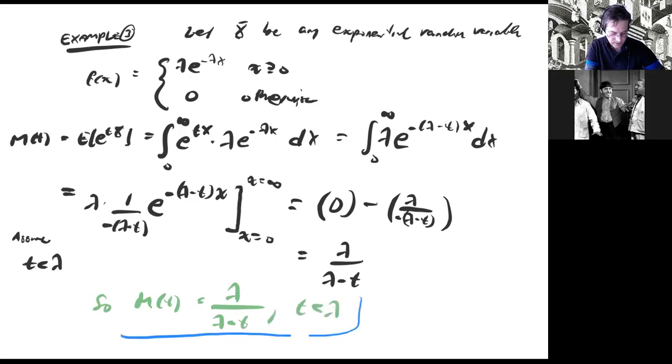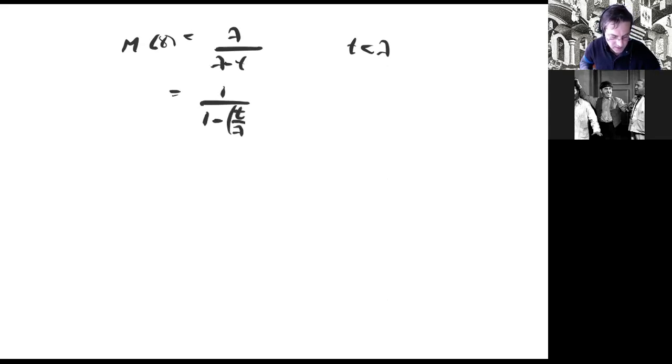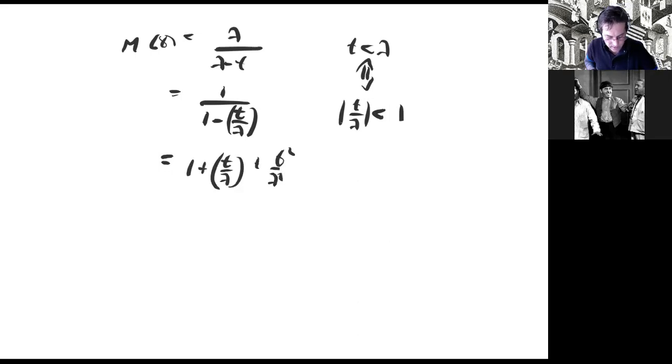Okay. There's a good reason to assume that t is less than lambda. You'll see right now. So let's keep going with this. M of t equals lambda over lambda minus t for t less than lambda. And that's the same thing, by dividing top and bottom by lambda, as 1 over 1 minus t over lambda. So now, here's the reason why t is less than lambda. We know that this is the sum of a geometric series. t less than lambda means that t over lambda is, in absolute value, less than 1. And we know that in that case the geometric series is 1 plus t over lambda plus t squared over lambda squared, et cetera.